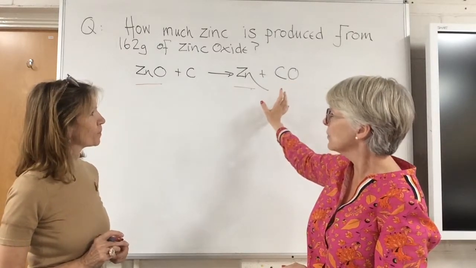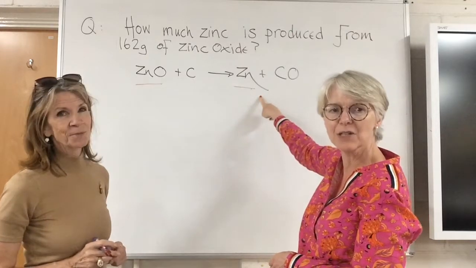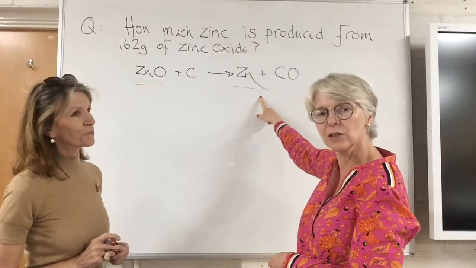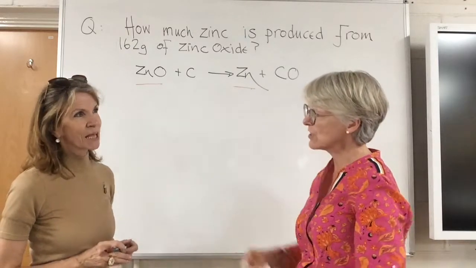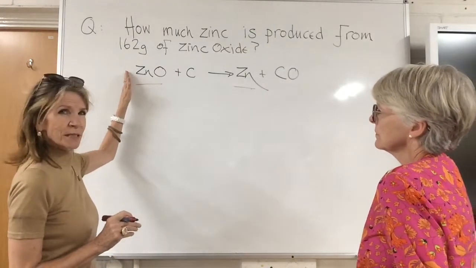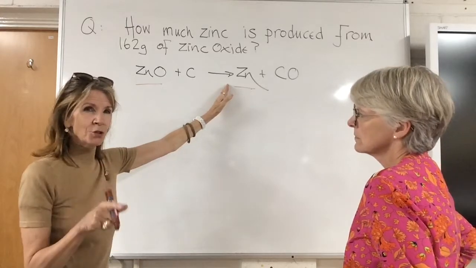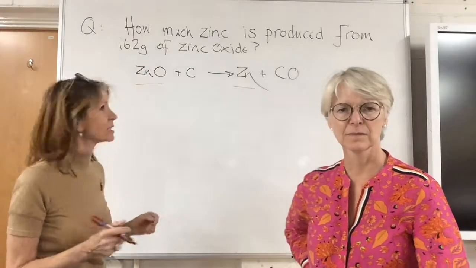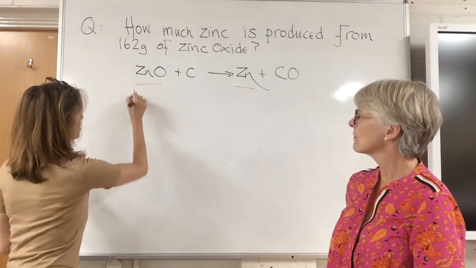So now you know how much zinc oxide you've got. You have to work out how much zinc is going to be produced. So you do that using the mole ratios. So what's a mole ratio in these? Mole ratio indicates 1 mole of zinc oxide produces 1 mole of zinc, and the reason you can do that, there isn't a number in front, so the assumption is there's 1 of it. So you say 1 mole of zinc oxide gives you 1 mole of zinc.